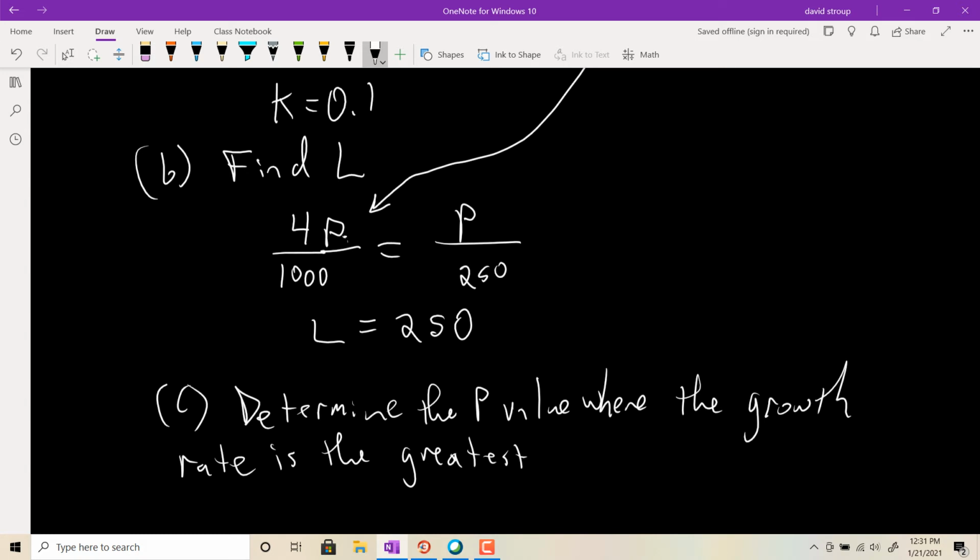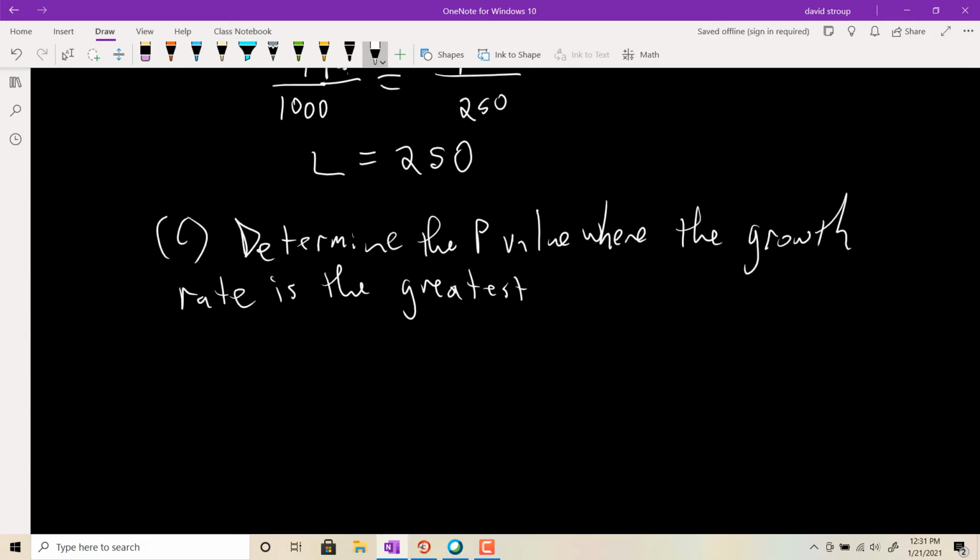Okay, and if you think about maximizing and minimizing from Calc 1, what did you have to do? You had to take the derivative, right, and then set it equal to 0 and get the critical points. Here we want to maximize the growth rate. So what we're going to need to do is take the derivative of the derivative. Okay? In other words, what you're looking for here is the inflection point.